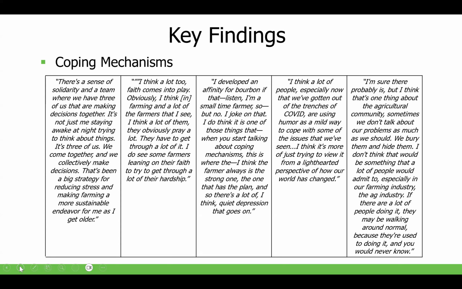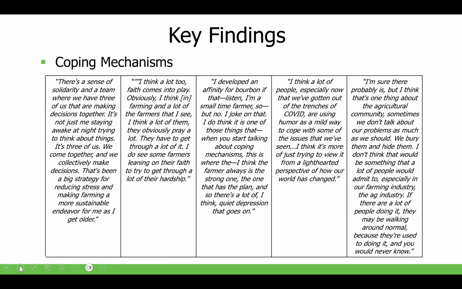Looking at that first quote in that first column, there's a sense of solidarity and a team where we have three of us that are making decisions together. It's not just me staying awake at night trying to think through these things. It's the three of us. So really relying on each other and coming together was one of the things that they really said was a positive source of coping through some of this. That's been a big strategy for reducing stress and making farming a more sustainable endeavor for me as I get older. So really relying on others.